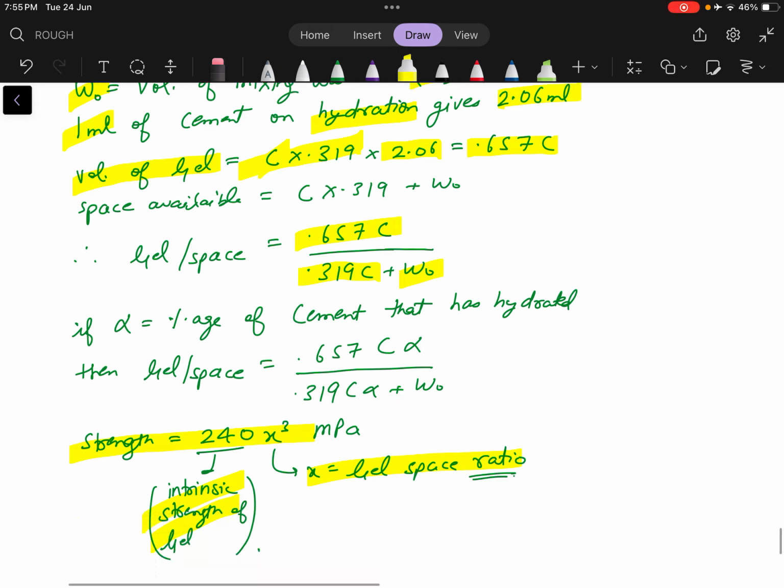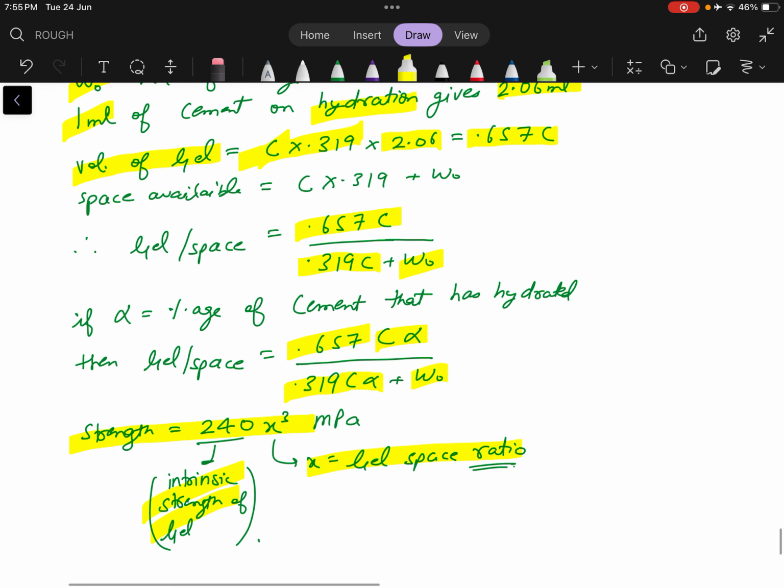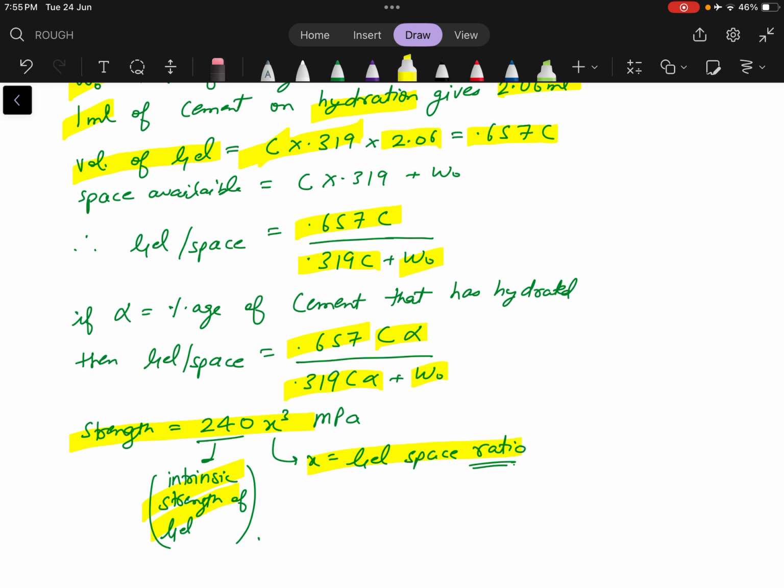And if alpha is the percentage of cement that is hydrated, so how much cement is hydrated? C alpha gram and 0.319 C alpha ml and W naught ml. And how much of gel it has given? C alpha into 0.657. So this is what our gel space ratio looks like when alpha is the percentage of cement that is hydrated.